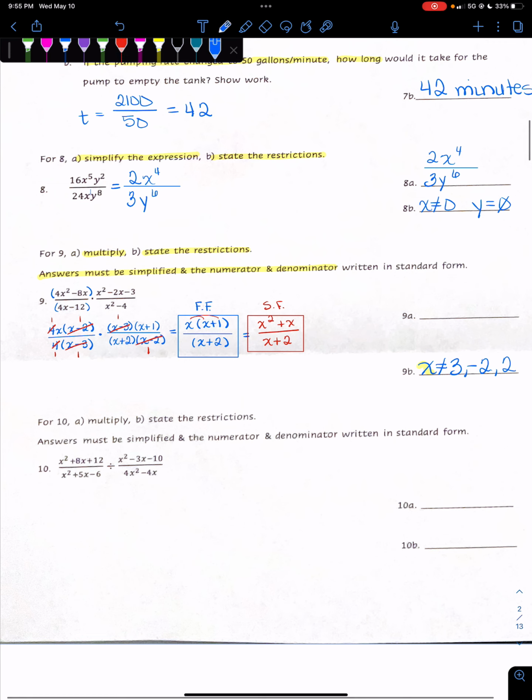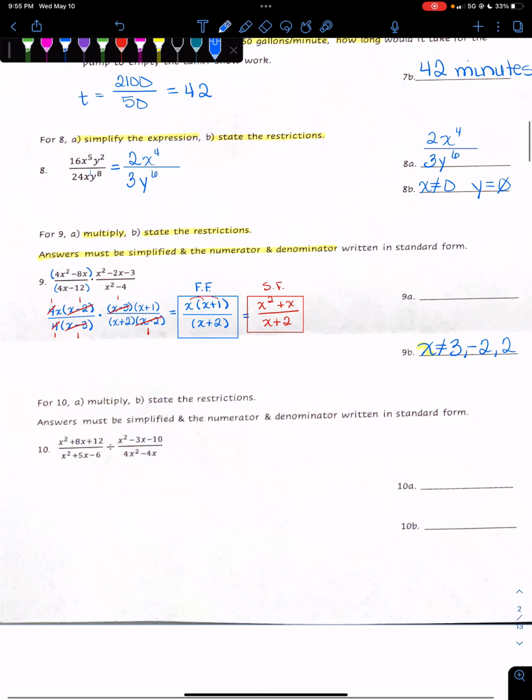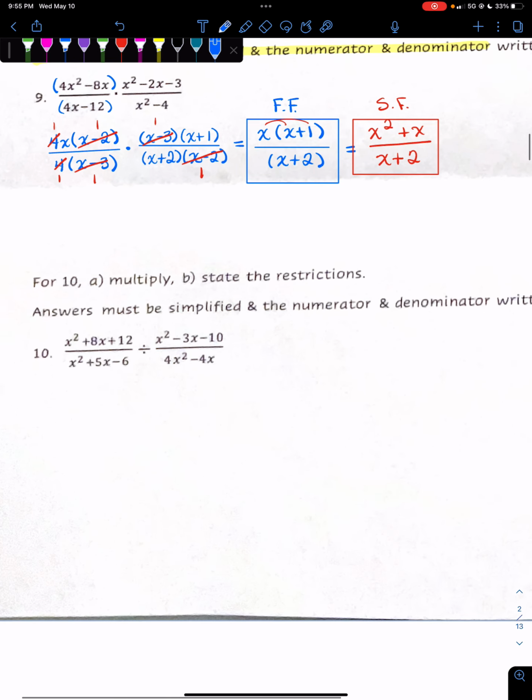Either one of those, just read the instructions. Know that if it says factored form, give me factored form. Or standard form I would take as well. But if it says standard form, then you've got to give me standard form. So make sure that you're reading those instructions. All right, let's go on to number 10.